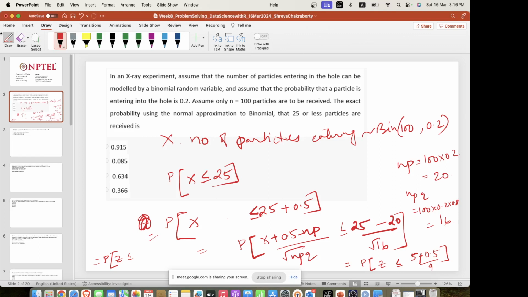Ma'am, which command have you used for this? I have used pnorm. Okay. Probability z less than equal to q, you have to use pnorm q. By default, it will take mean as 0 and SD as 1. That is what we want because this is a z-score. Okay, ma'am. Thank you. Okay, all right.